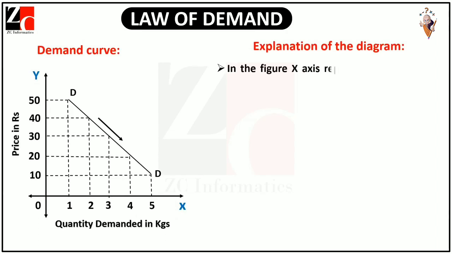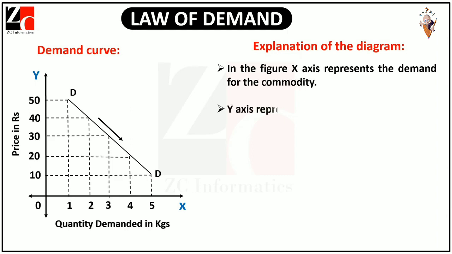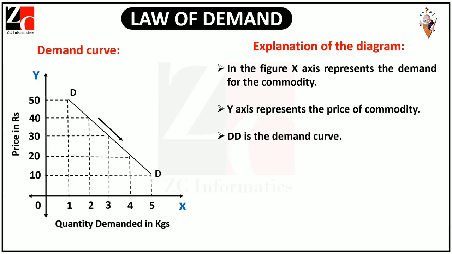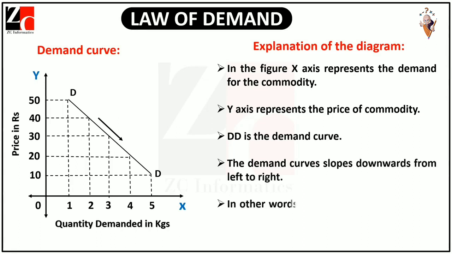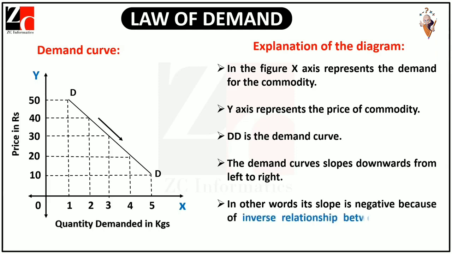In the figure, the x-axis represents the demand for the commodity. The y-axis represents the price of the commodity. DD is the demand curve. The demand curve slopes downwards from left to right. In other words, its slope is negative because of the inverse relationship between price and demand.